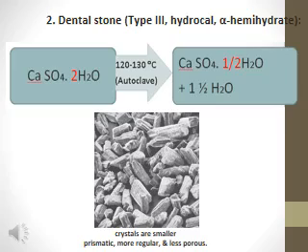Number 2, dental stone, or named type 3 hydrocal or alpha hemihydrate. All these terms should be studied. Okay. We take the crushed gypsum, calcium sulfate dihydrate, and heat it to obtain calcium sulfate hemihydrate, which is here the dental stone, plus 1.5 molecule of water. In this situation, it is a kind of special treatment.